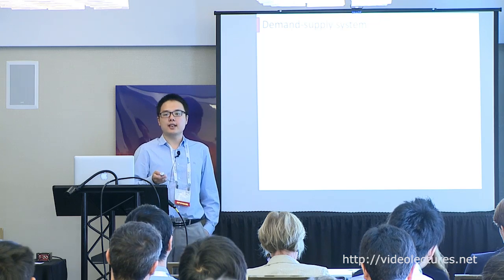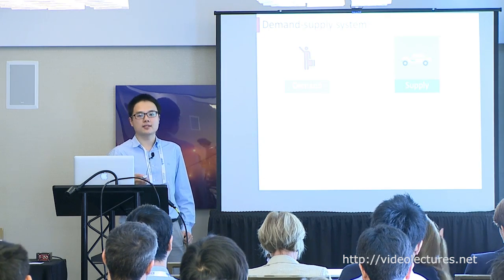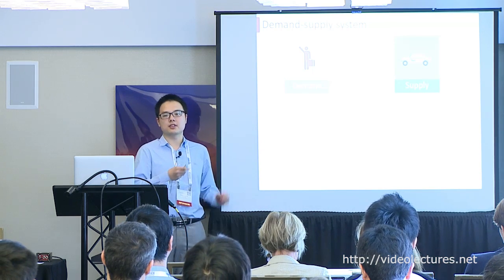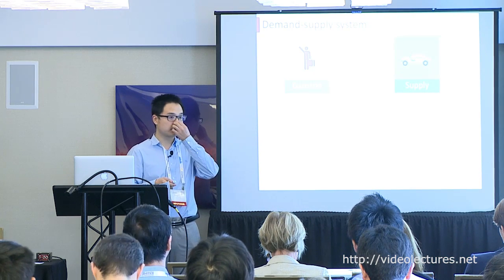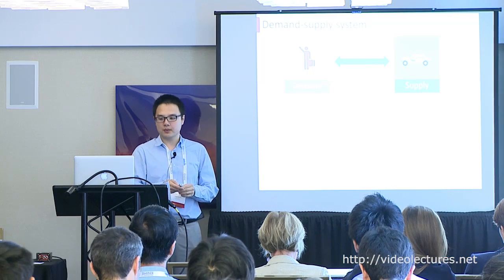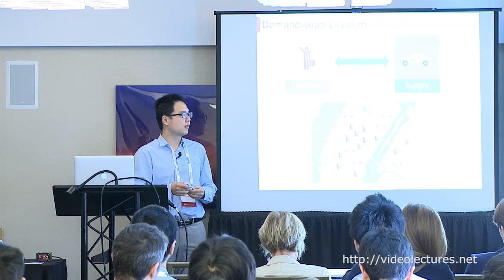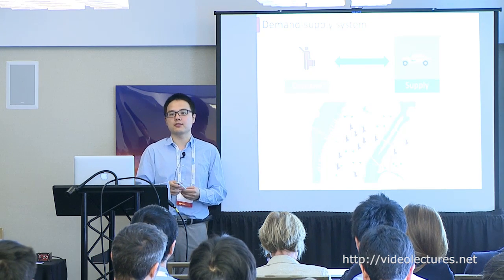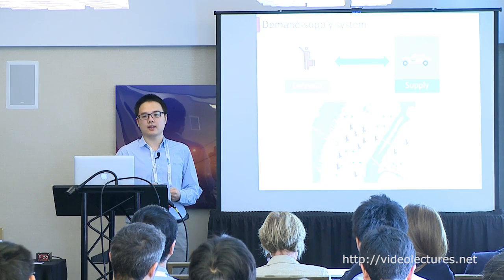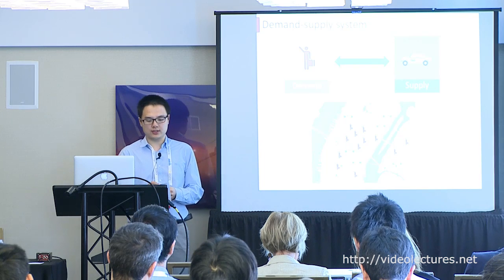Actually, if we take a step back and look at the taxi systems, it is in essence a demand and supply system in which passengers become the demand side and the vehicles and drivers become the supply side. And the two sides interplay with each other. In a typical taxi system, there are thousands of taxi vehicles and hundreds of thousands of passengers. In such a complex system, it can easily occur that we have a lot of inefficiencies.